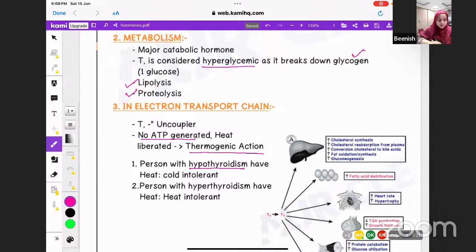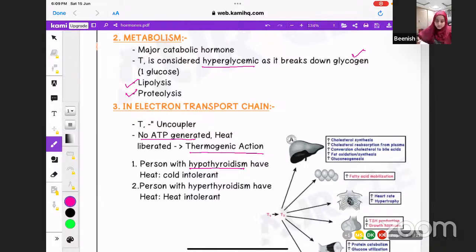So in patients with hypothyroidism, what is hypothyroidism? That is, they do not have enough thyroid hormone in the body. So what is happening? This thermogenic action of thyroid is going to be missing. So they are going to be cold intolerant. They'll not be able to tolerate cold. And the opposite is seen in patients with hyperthyroidism, that is, they have excess levels of thyroid hormone in the body. So this thermogenic action is going to be more, and they're going to be heat intolerant. So patients with hypothyroidism are cold intolerant, and patients with hyperthyroidism are heat intolerant.